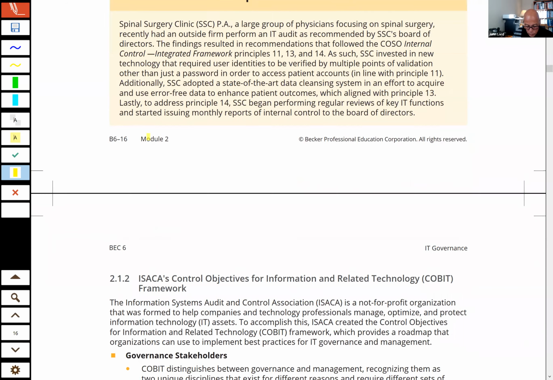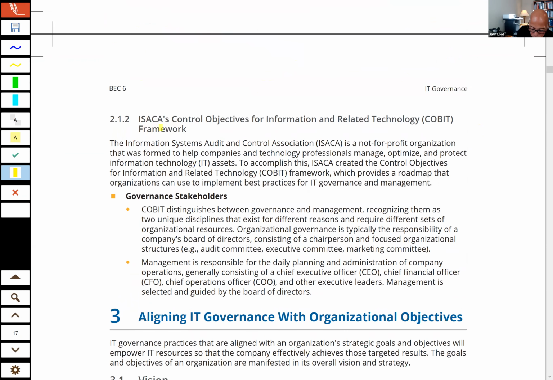Coming over, when we look at the ISACA control objective, Information System Audit and Control Association, okay, is the ISACA, it's the way I pronounce that anyway, is a not-for-profit organization that was formed to help companies and technology professionals manage, optimize, and protect information technology assets. So we look at what the Control Objectives for Information and Related Technology, COBIT, framework gives: a broad roadmap that organizations can use.